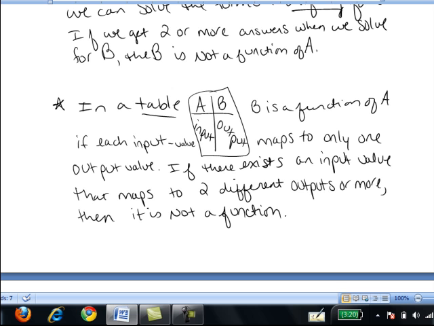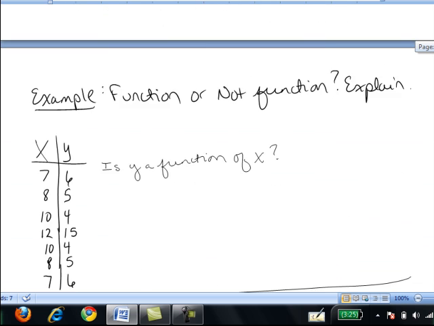If we're given a table of values and we want to find out if b is a function of a, remember that you'll have your b as your output, your a as your input, and if each input a maps to only one output b every single time, then that means b is a function of a. So let's look at several examples of this and see if we can sort that out.